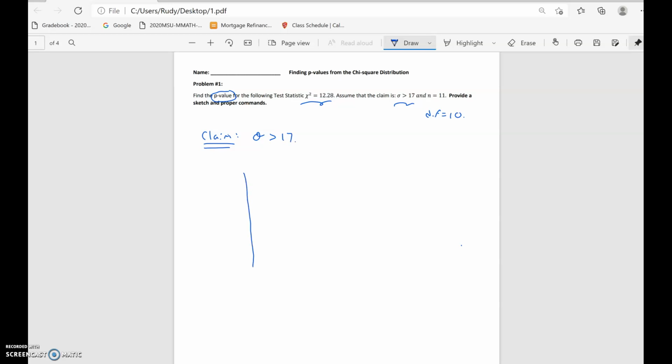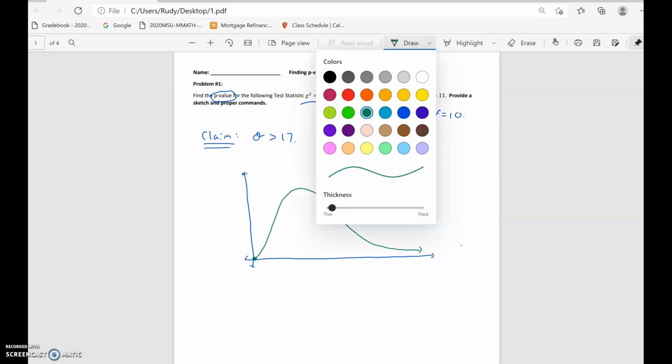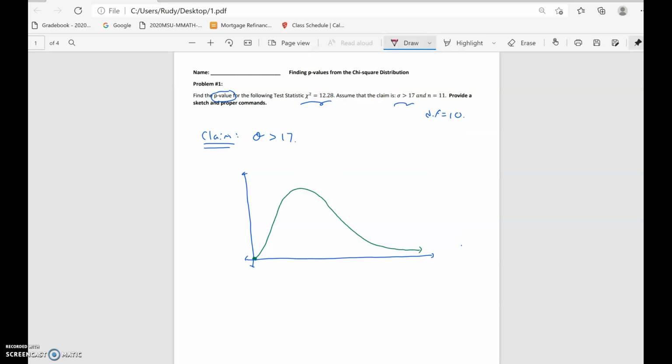Now, this is what it means. It means that the actual region, because of a claim greater than, it happens to be a right tail test. So we're looking at this sort of a region. Our critical value, in this case, it's going to be on the right. This specific value is given as 12.28.